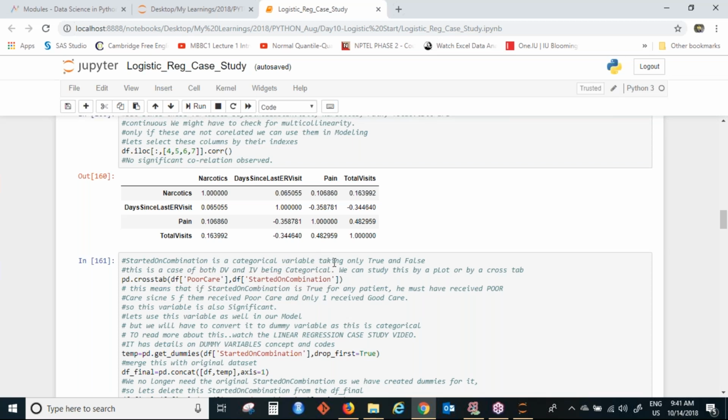Yes, multicollinearity we will have to check. I'll come to the assumptions of logistic regression later. So park that discussion for the time being.